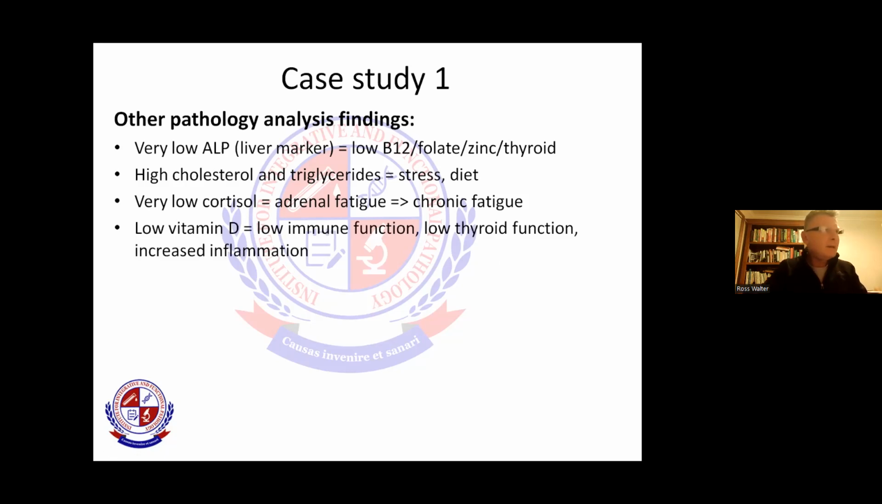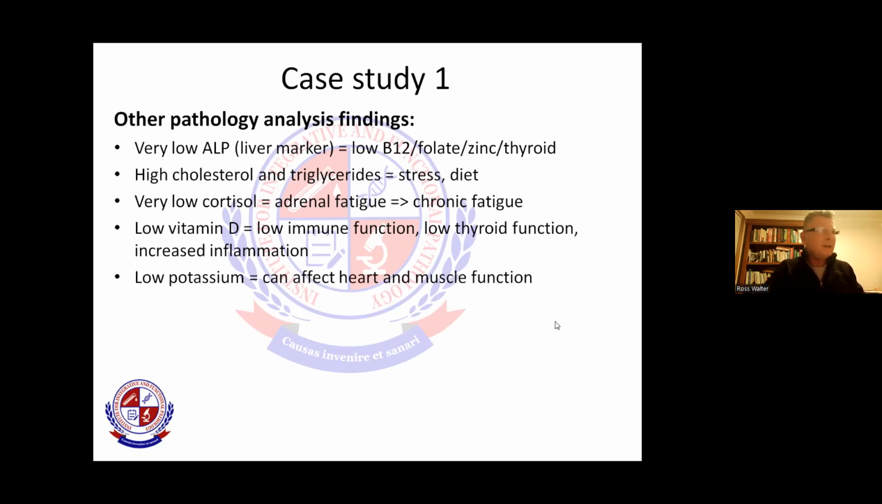We also found low vitamin D. Vitamin D is a huge immune system booster, and it's absolutely needed for optimal thyroid function. Vitamin D in the body also acts as an anti-inflammatory hormone to reduce inflammation. So if vitamin D is low, inflammation does tend to be increased. So we've got another couple of reasons for the low thyroid function there.